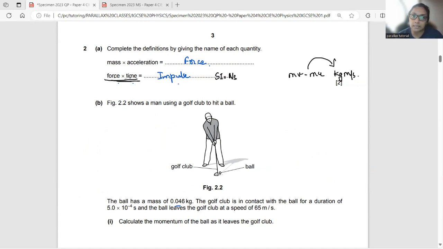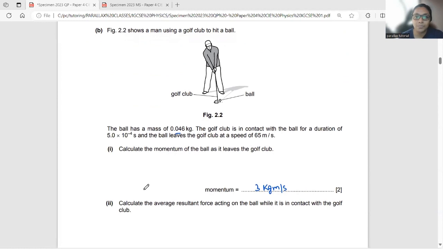And this is the second formula for impulse, force into time. Keeping all this in mind, let's move on to the next question.